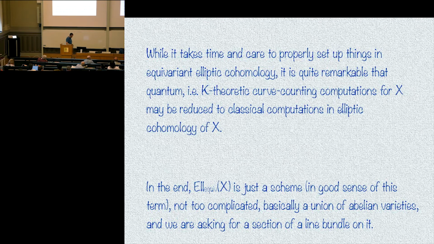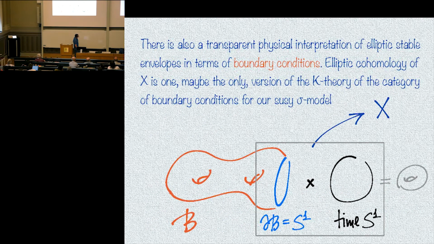Okay, so maybe the takeaway from the previous slide is that there's some kind of remarkable correspondence in elliptic homology between the fixed locus and the whole variety, and that correspondence solves many questions. For example, it gives you what the actual indices are. Now what this talk is about is that there is a very transparent physical and mathematical interpretation of what these elliptic stable envelopes are, in terms of boundary conditions for your original three-dimensional theory.